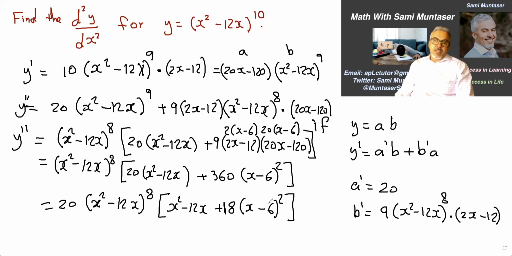You could FOIL this if you want and collect like terms and distribute the 18 and do all of that. But you know what? We'll just leave it here. And this is it for this question.